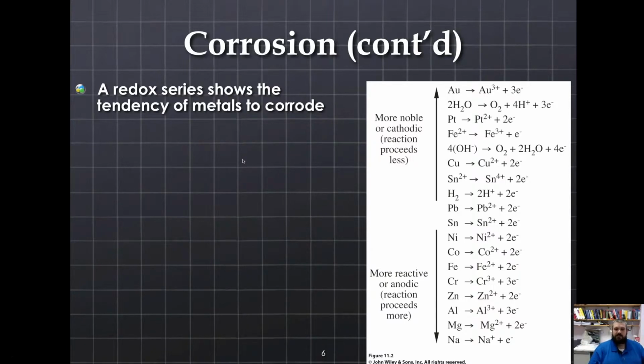Now, where this becomes interesting is if two metals end up coming in contact with each other, one of them can act as the cathode, one of them can act as the anode, and you get what's called a redox couple, and you'll have electrons flowing from the anode, the reactive metal, to the cathode, which is the more noble metal.